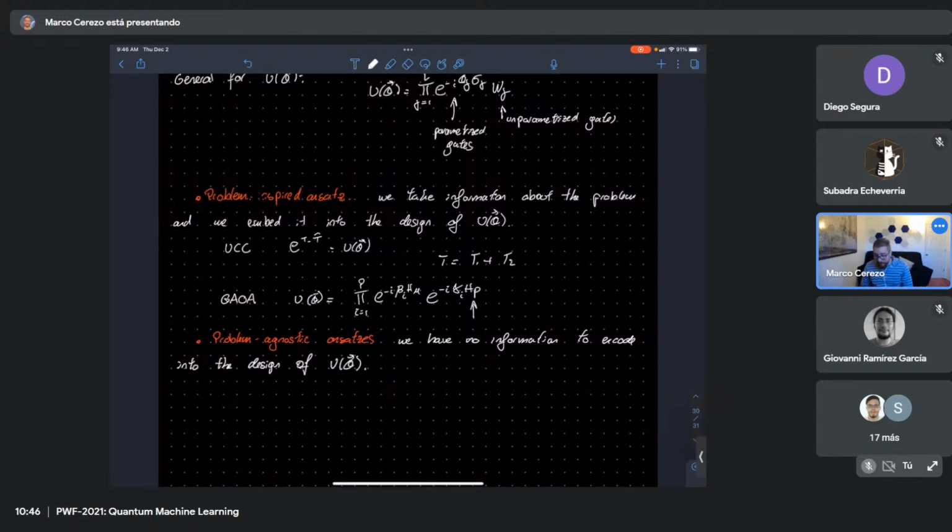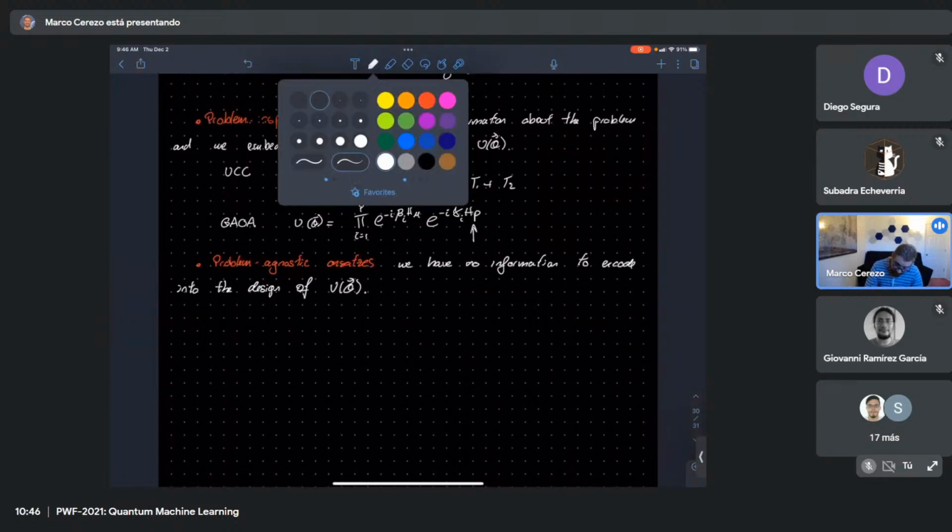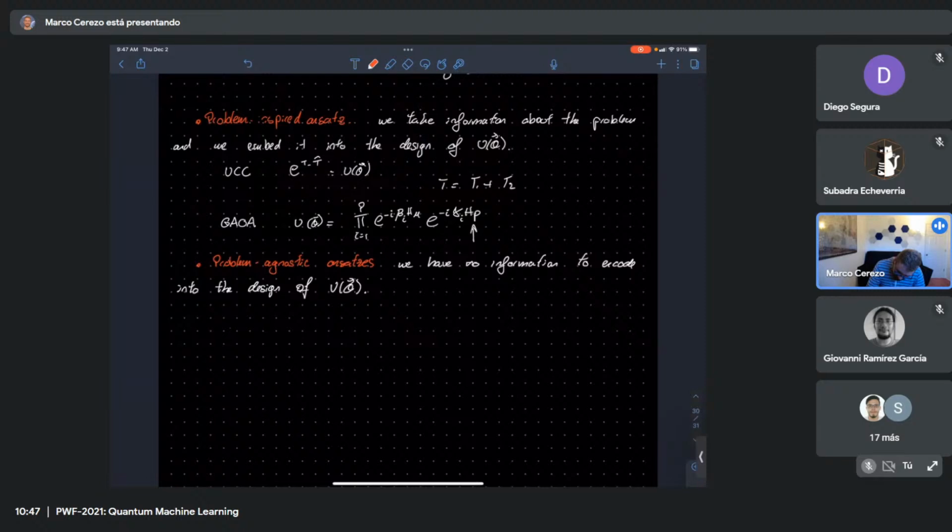So usually what people think about here, and perhaps the most famous and the most general problem agnostic ansatz, is the very famous hardware efficient ansatz. And this is perhaps what you've seen a lot of times in some of the talks from our speakers. They're showing some circuits, and those are usually hardware efficient ansatzes. So these have two main ideas and two main advantages to them.